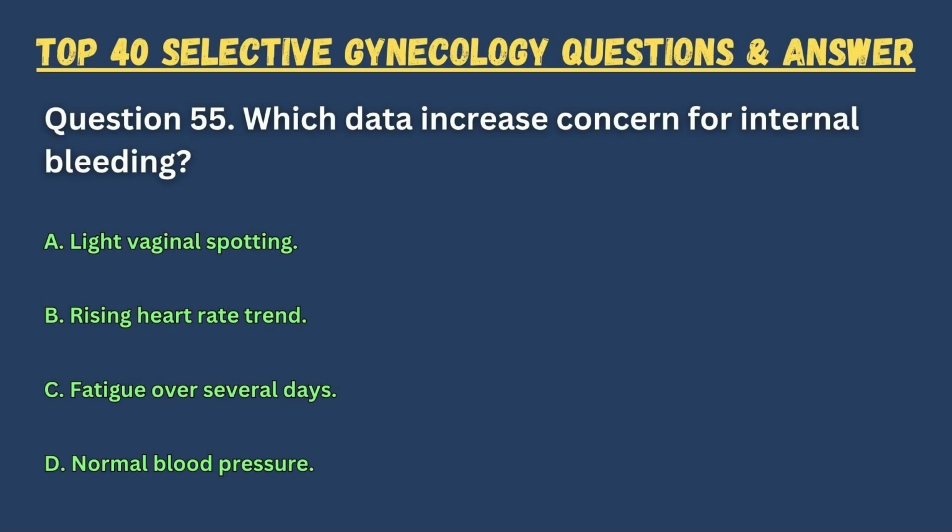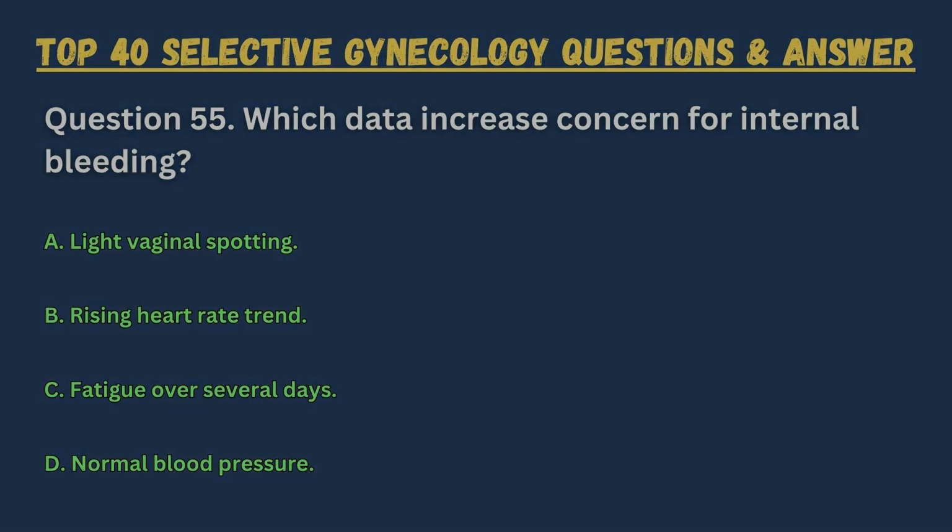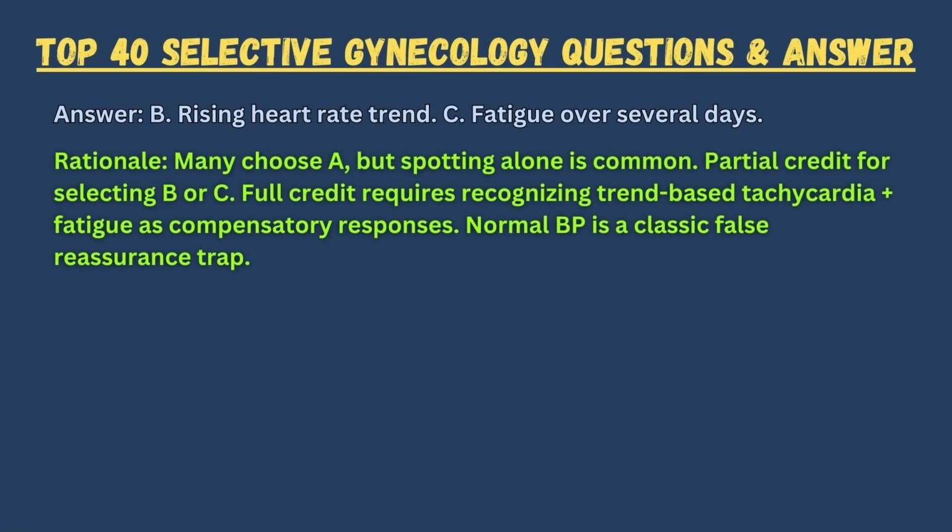Question 55. Which data increase concern for internal bleeding? A. Light vaginal spotting. B. Rising heart rate trend. C. Fatigue over several days. D. Normal blood pressure. Answer: B. Rising heart rate trend. C. Fatigue over several days. Rationale: many choose A, but spotting alone is common. Partial credit for selecting B or C. Full credit requires recognizing trend-based tachycardia plus fatigue as compensatory responses. Normal BP is a classic false reassurance trap.